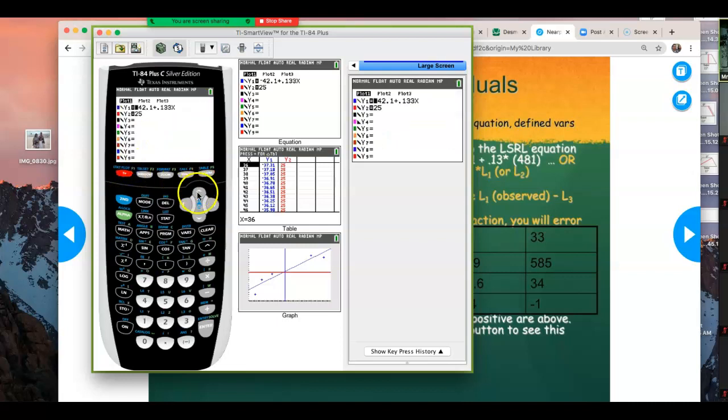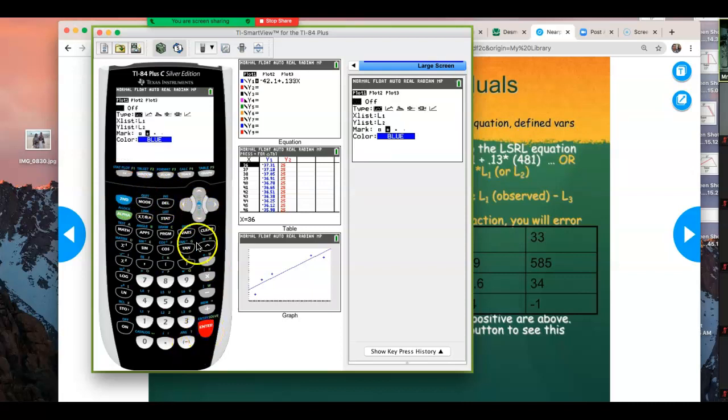So I'm going to get rid of the y bar. And I want to make the residual plot. So second stat plot, and plot is on already. I want to graph list 1 versus list resid, number 8.